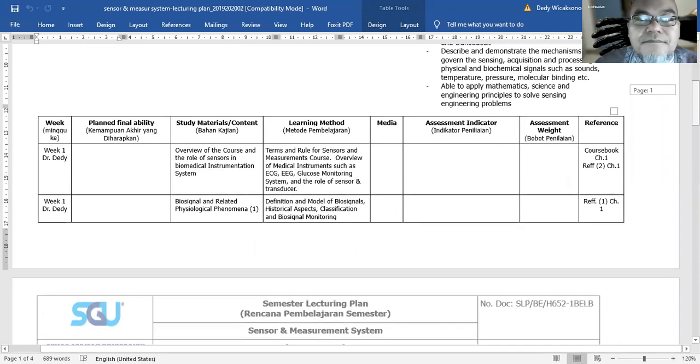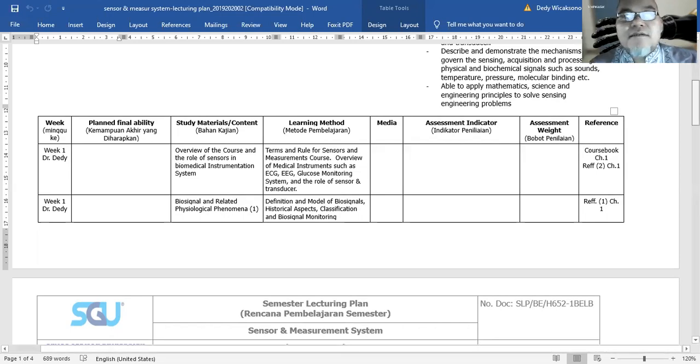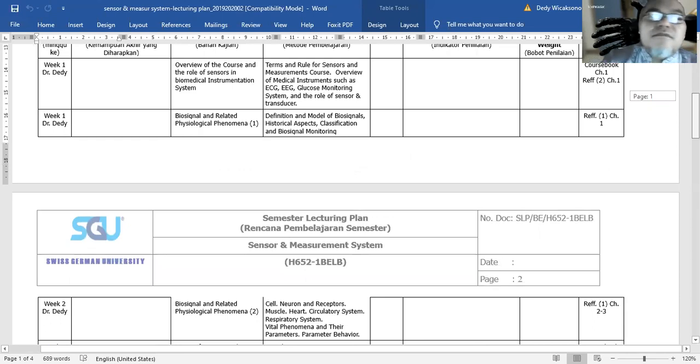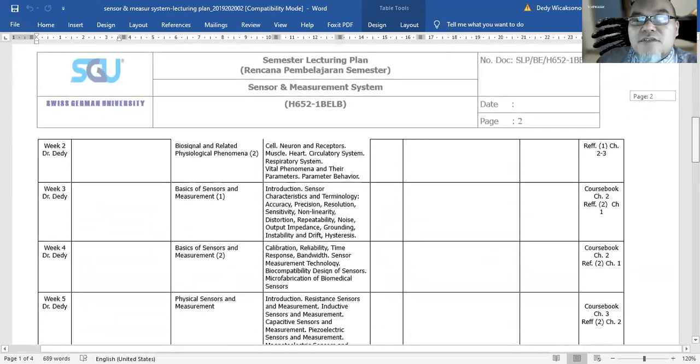Okay, so in week 1, we will be studying this overview of the course and the role of sensor in biomedical instrumentation system. Terms and rules for sensor and measurement, course overview of medical instruments such as ECG, EEG, glucose monitoring system, and the role of sensor and transducer. Then we start, maybe either the second hour or tomorrow, definition and model of biosignal, historical aspect of biosignal, classification and biosignal monitoring.